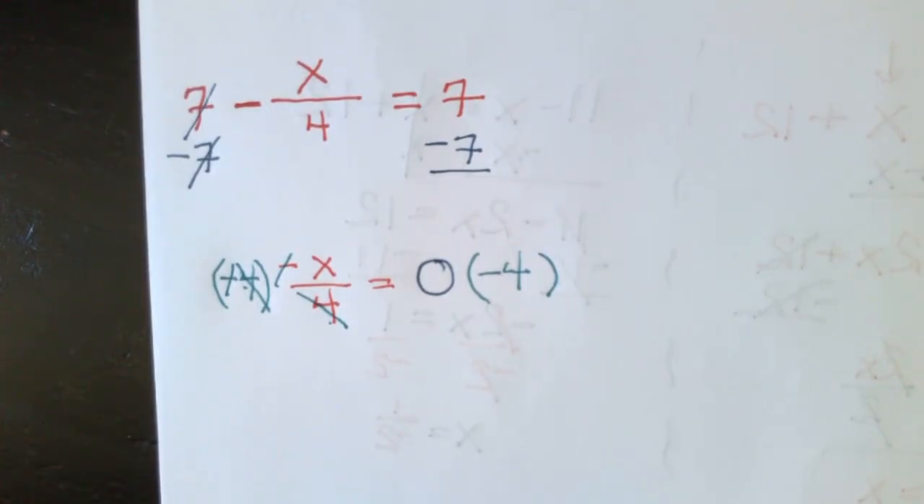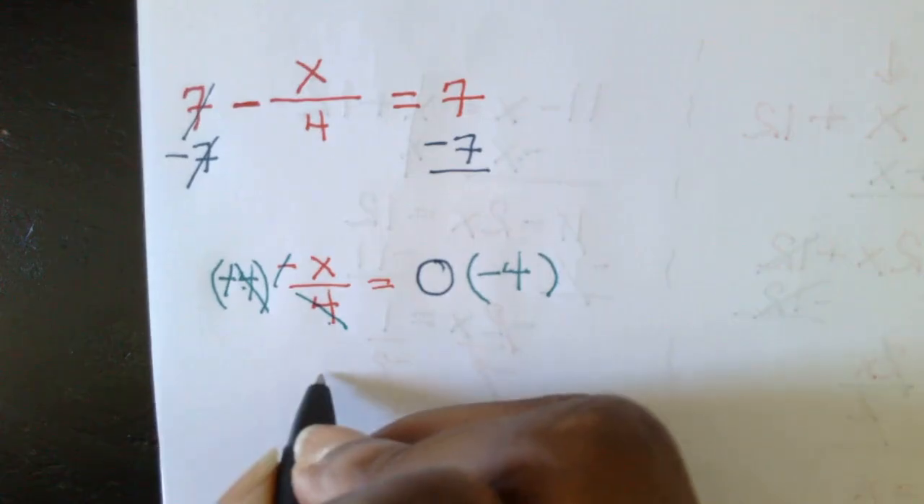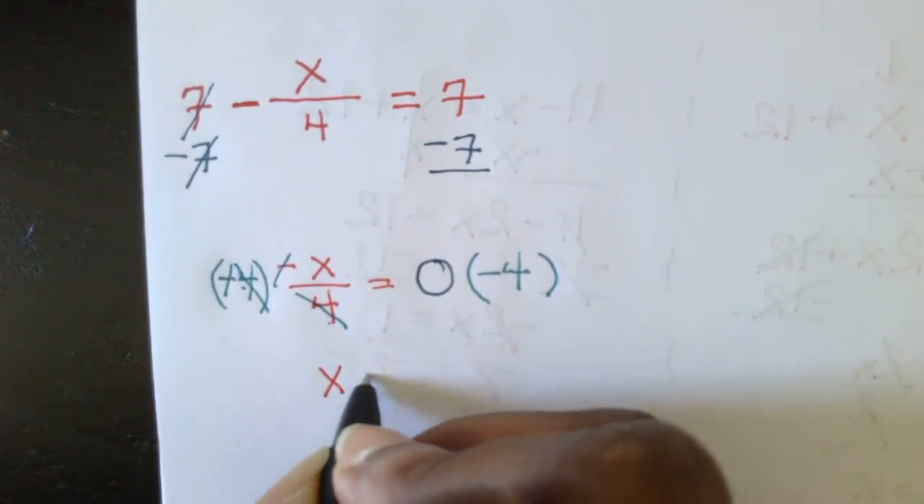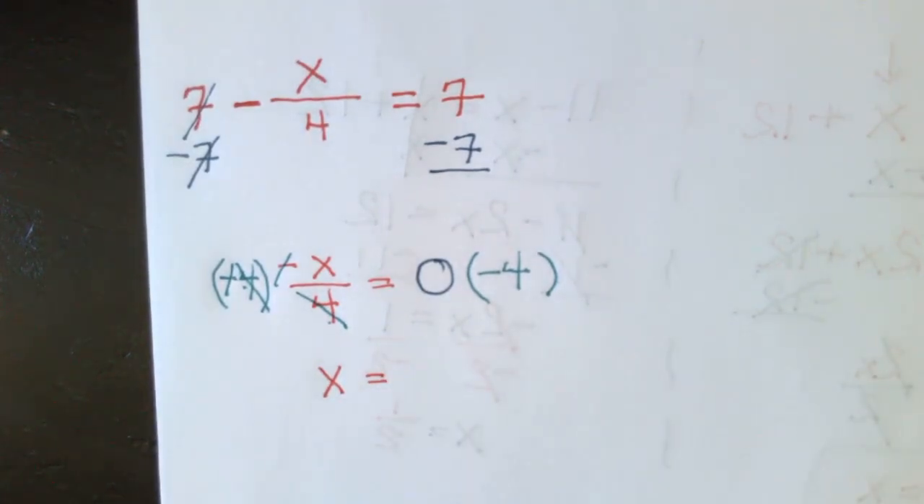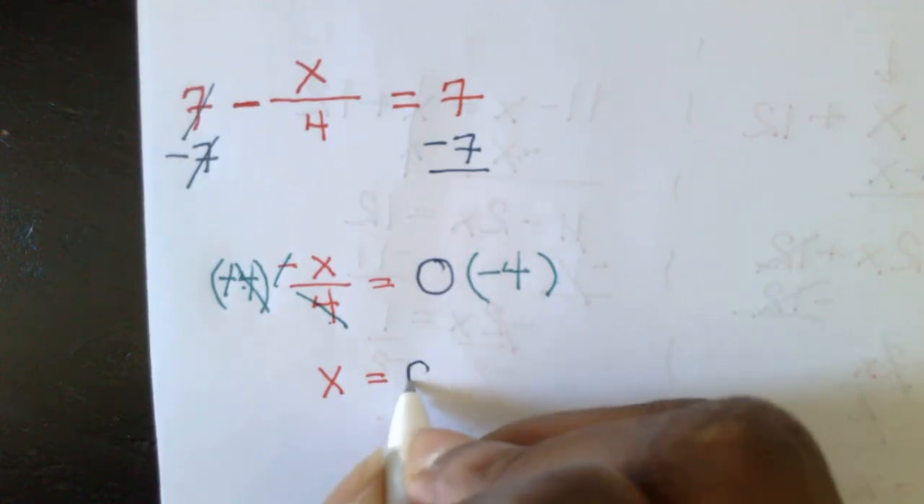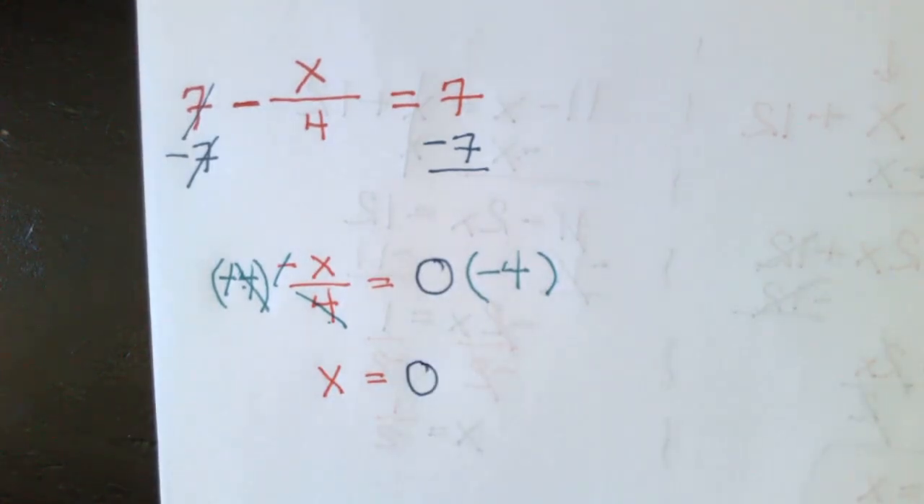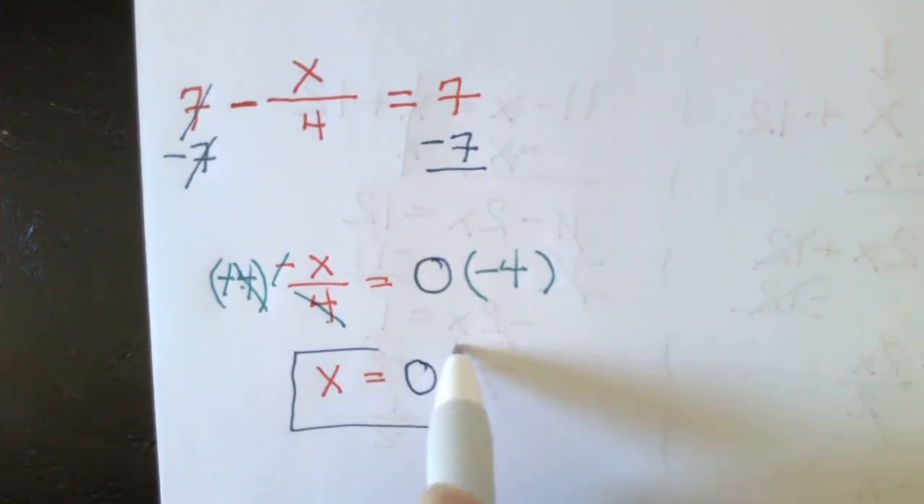So now, on the left-hand side, what's left is just going to be the x. Yep, so now it becomes positive. So now 0 times negative 4, anything times 0 is 0. Yep. So x equals 0.